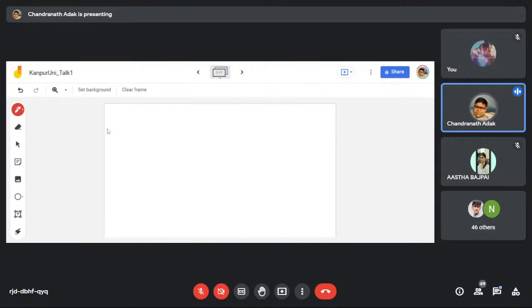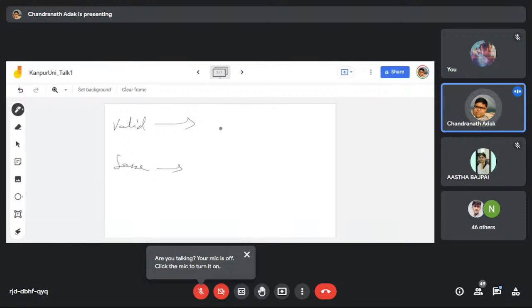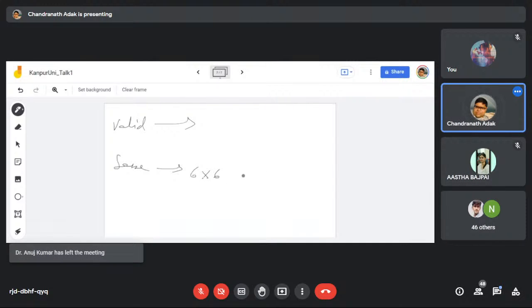So there are two types of convolution. One we call valid and another is same. Same means the input and output sizes are the same. Suppose we are using 6 cross 6 and perform some convolution operation, and I am also getting 6 cross 6. How can I get that? Using the padding. In same, we always use some padding, and in valid, we don't use any padding.